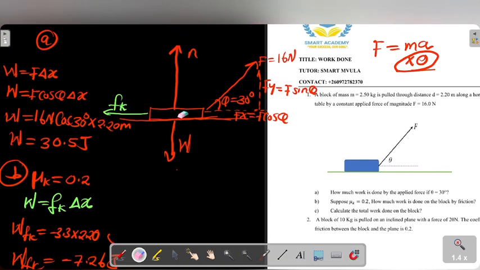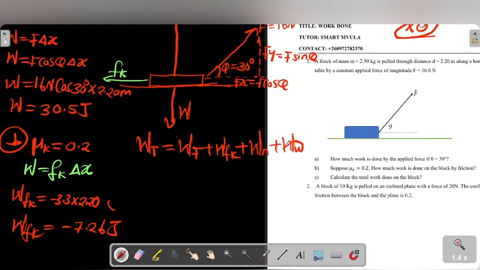When you look at our block, you're just adding all the work done by the applied force, plus the work done by the kinetic friction, and also the work done by the normal force, plus the work done by the gravitational force. So that is the total work done. The total work done will be equal to the work done by the applied force, plus the work done by the friction force, plus the work done by the normal force, plus the work done by the gravitational force.